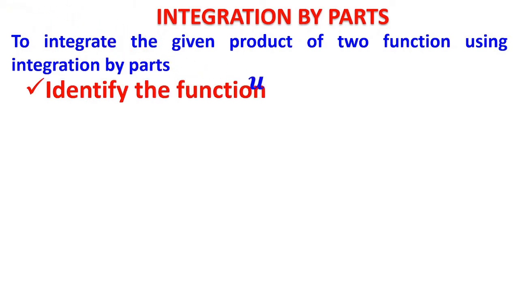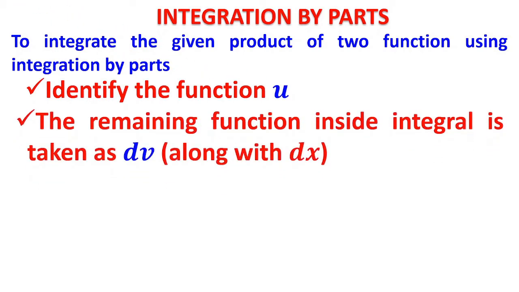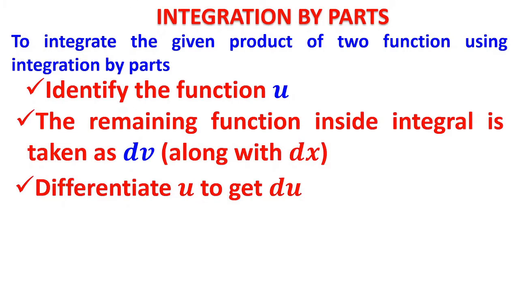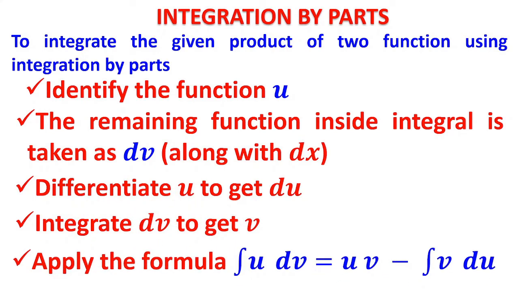Now how to do it? First identify the function u. The remaining function will be taken as dv. Differentiate u to get du and integrate dv to get v. We will always take u in such a way that you can find du. Then put it in the formula uv minus integral v du, so that the right hand side integral v du will be easy for you to do. It will become a standard form or normal form which you have already seen.